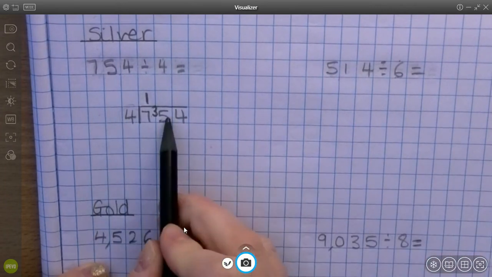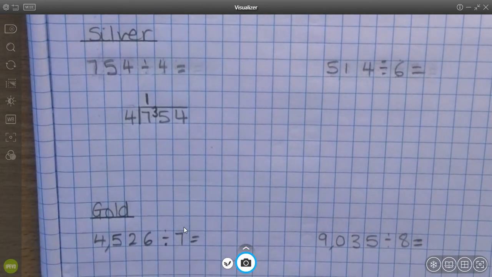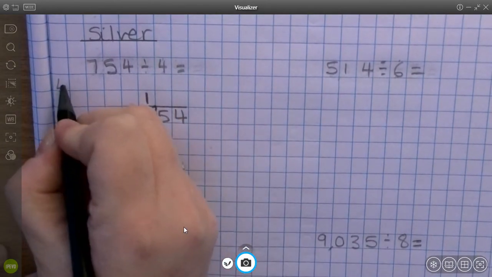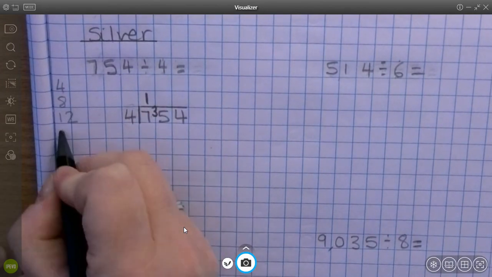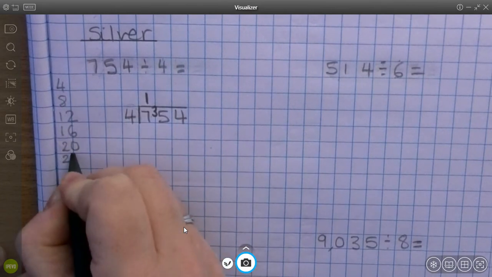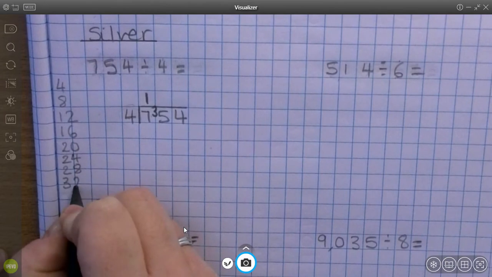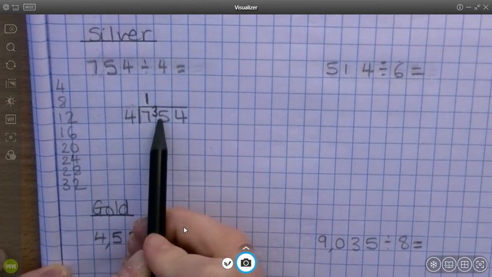How many 4s go into 35? So now this is where you need to really start thinking about your times table knowledge. So you can count up in your 4s, or if you're not sure, you can jot them down in your book as well. So I know 4, 8, 12, 16, 20, 24, 28, 32. I can't go any more because that would go over to 36.